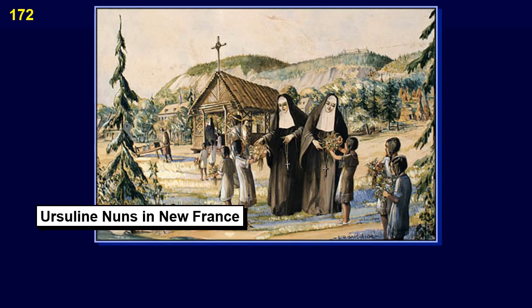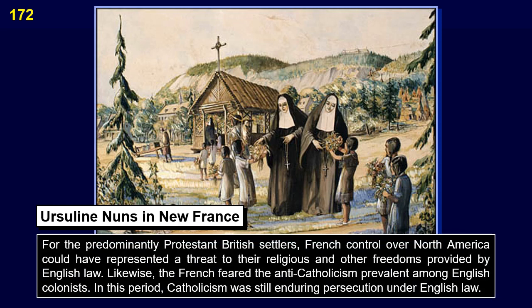For the predominantly Protestant British settlers, French control over North America could have represented a threat to their religious and other freedoms provided by English law. Likewise, the French feared the anti-Catholicism prevalent among English colonists in this period. Catholicism was still enduring persecution under English law.